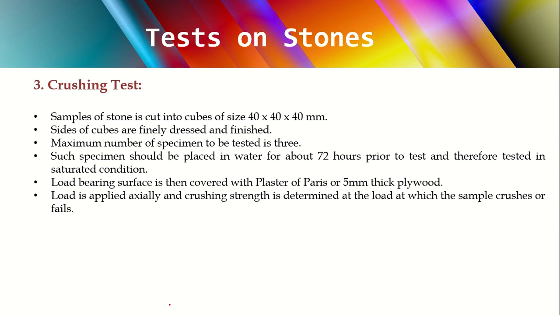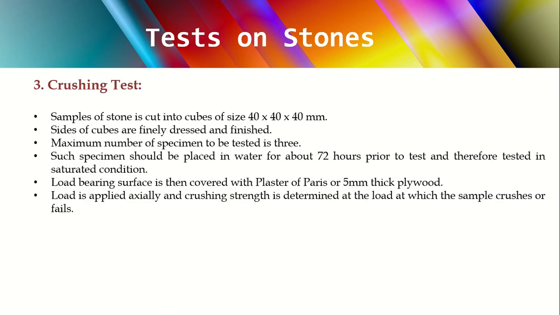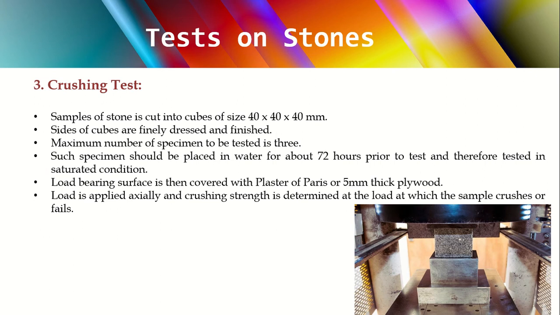Just imagine, after 3 days of complete saturation, complete submersion, the stone samples are coming out. Once they come out, we don't place them directly under the plates of the compressive testing machine. Cover them with plaster of Paris or any wood and then apply load. At some load, your stone specimen will fail. Note that load, and your compressive strength is given by the formula: load observed in the compressive testing machine divided by the area of the cube. That gives you the crushing strength or compressive strength.